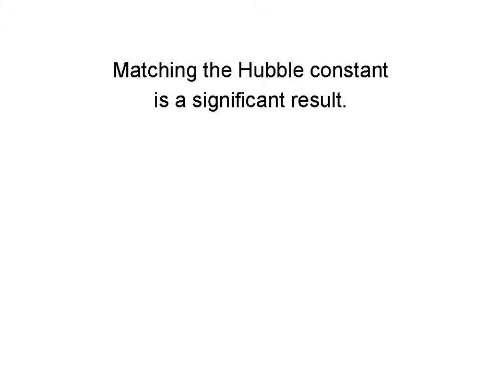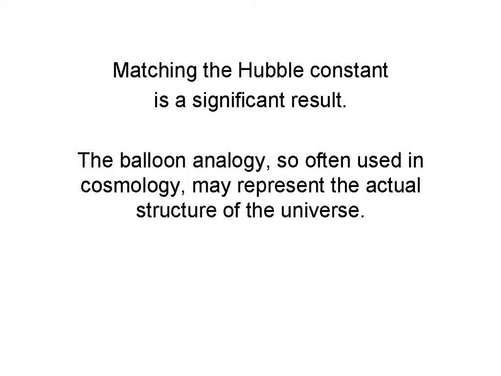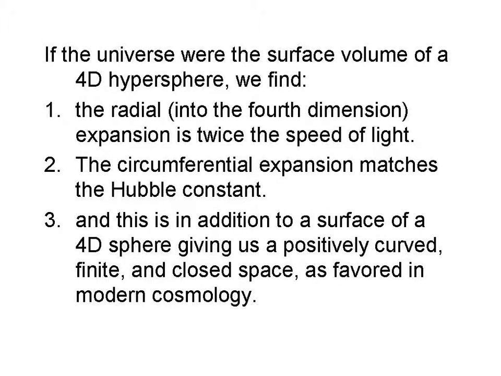Matching the Hubble constant is a significant result. The balloon analogy, so often used in cosmology, may represent the actual structure of the universe. If the universe were the surface volume of a 4D hypersphere, we find the radial expansion into the fourth dimension is twice the speed of light. The circumferential expansion matches the Hubble constant. And this is in addition to a surface of a 4D sphere giving us a positively curved, finite, enclosed space, as favored in modern cosmology.